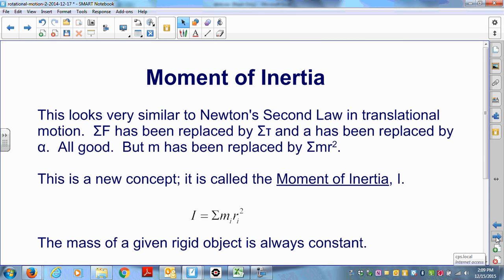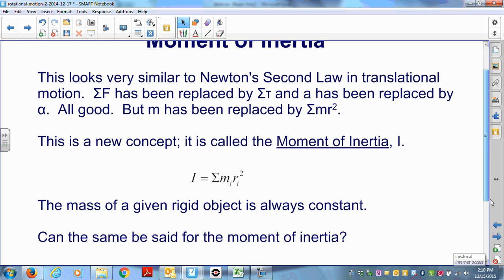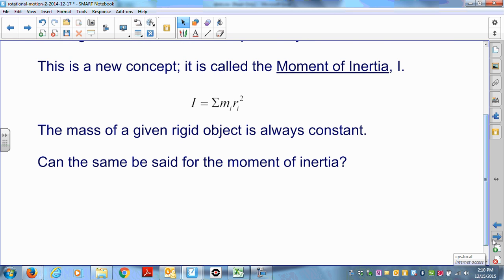So now we're going to talk about moment of inertia. This looks very similar to Newton's second law in translational motion. The sum of the force has been replaced by the sum of the torque, and a has been replaced by alpha. But what about m? m has been replaced by the summation of mass times the radius squared, or the distance from the pivot point to the mass's location squared. This is a new concept. This is the rotational mass, which we've already covered in lab. We're going to call that the moment of inertia, and again we use I.